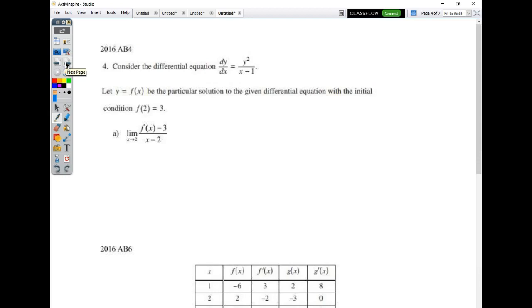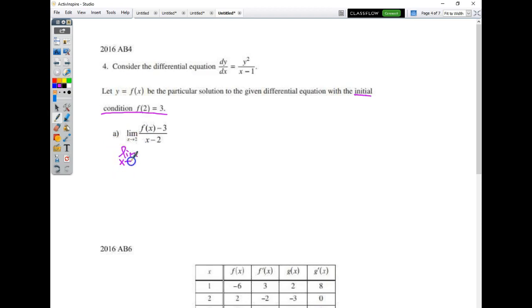What I'd like to do then is look at the 2016 AB4 question, and I'd like to answer that one. So consider the differential equation dy/dx is equal to y squared over x minus 1. Now, this is something that you have to get very used to: in calculus, a lot of times there's something called an initial condition. And the initial condition is just kind of slapped in the middle of the problem just to mess with you terribly.